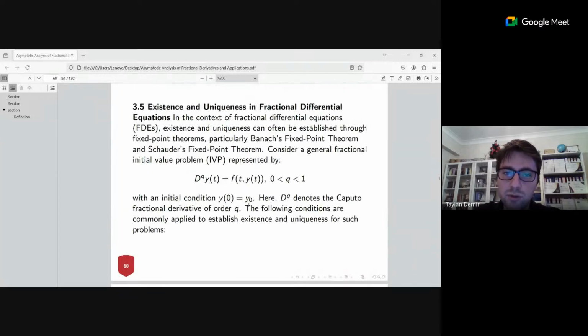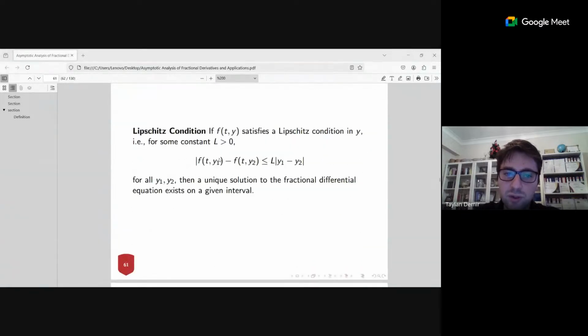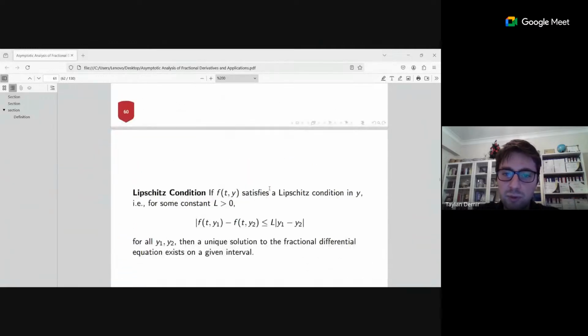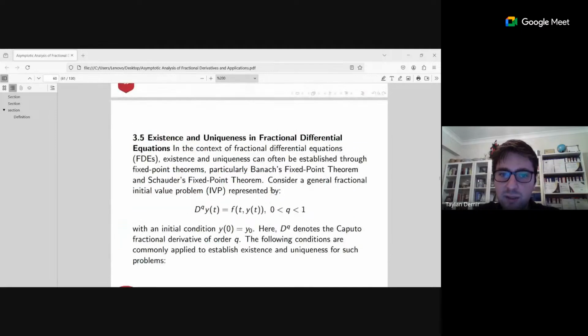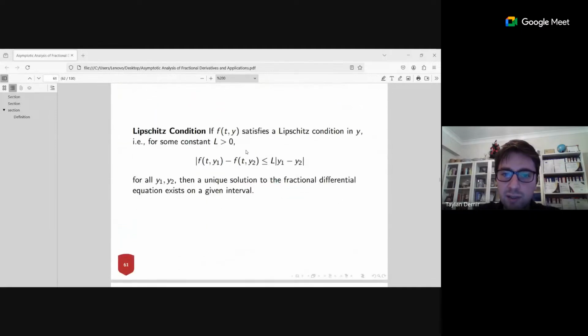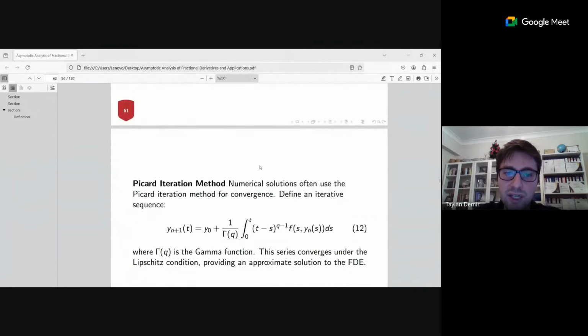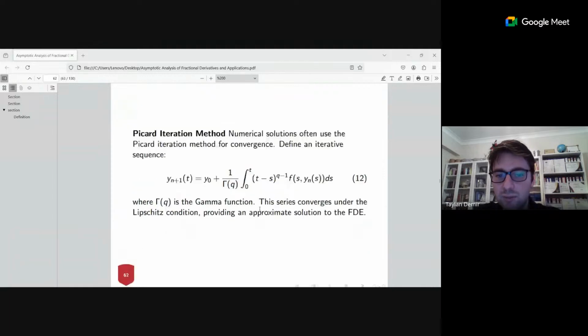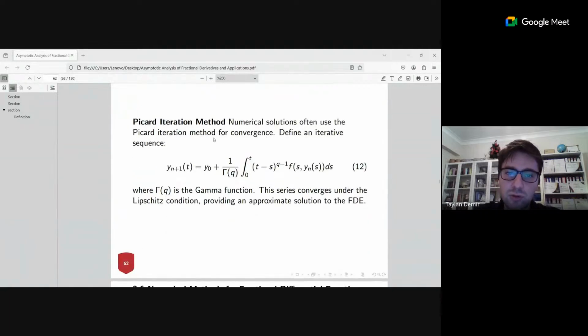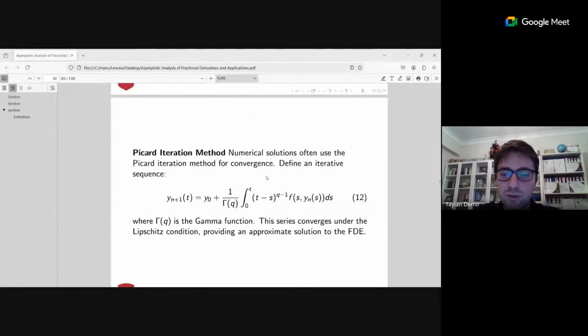We need to look at existence and uniqueness in fractional differential equations. When I research the asymptotic analysis of this model, we need to use the Lipschitz condition. The Lipschitz condition is important to the existence and uniqueness theorem. And the Picard iteration method is another method to interpret the existence and uniqueness theorem.